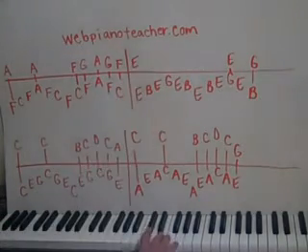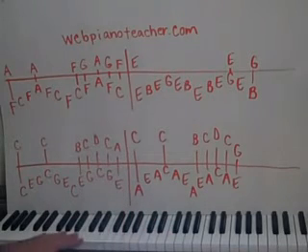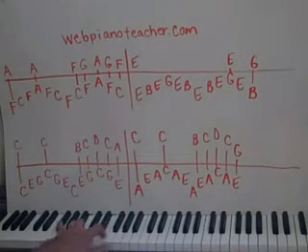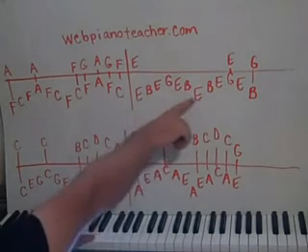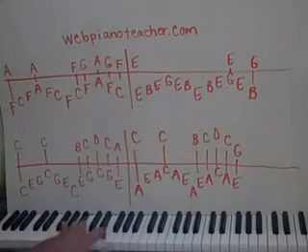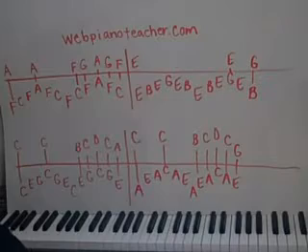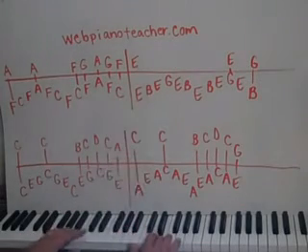And then we're going to have E here. Left hand's going to go to an E minor. So E, B, E, G, and then back down. E, B, E, G, E, B. Okay? We'll play these together.